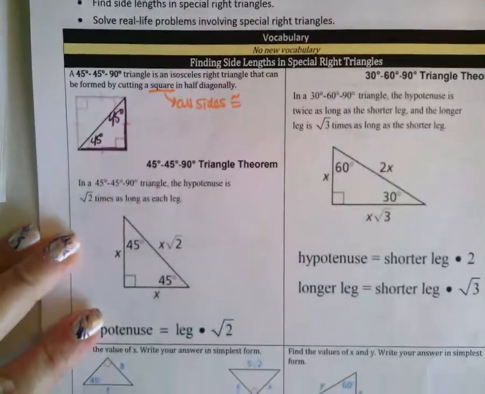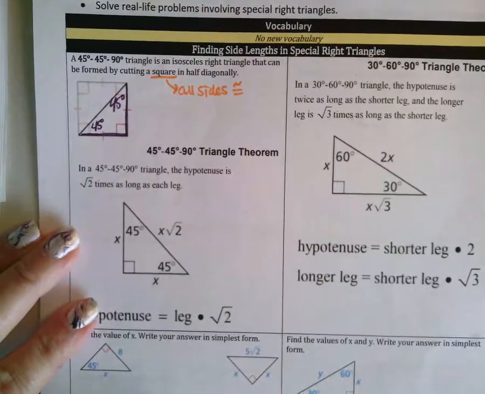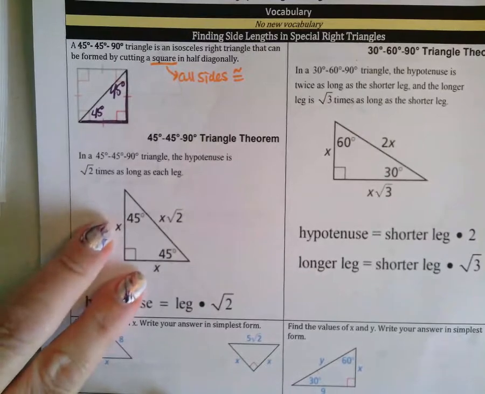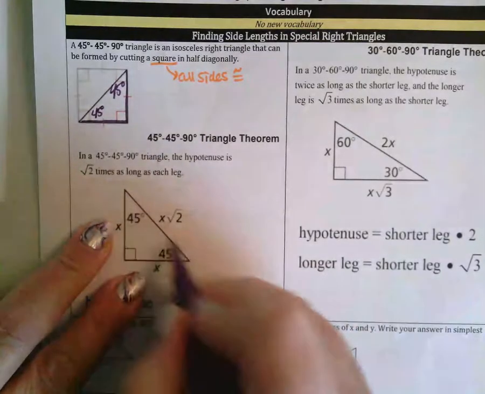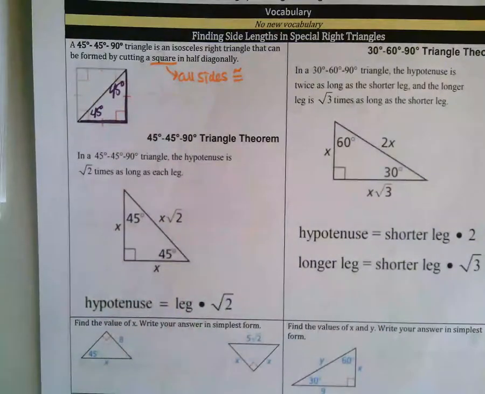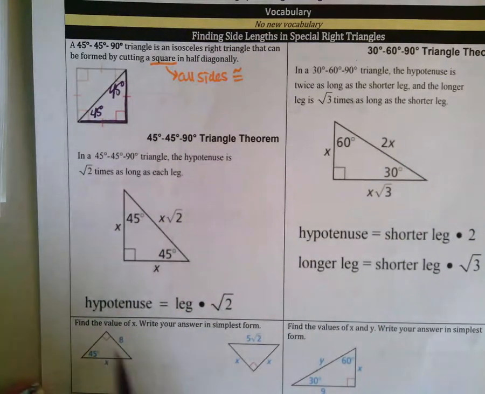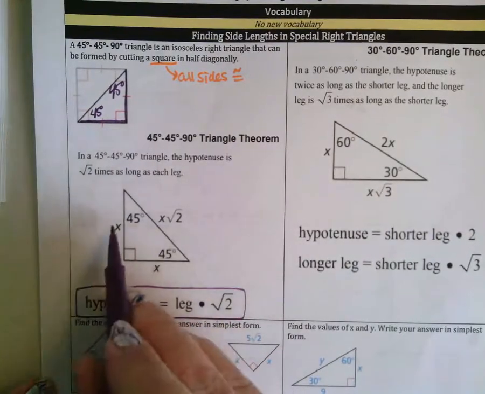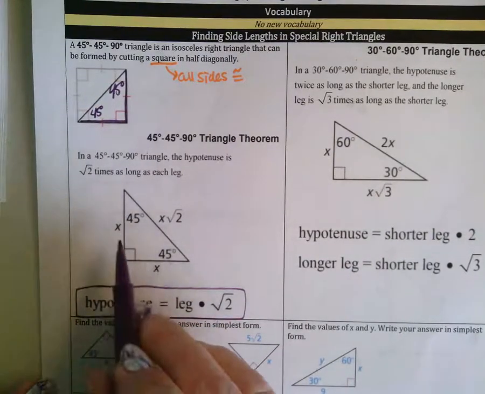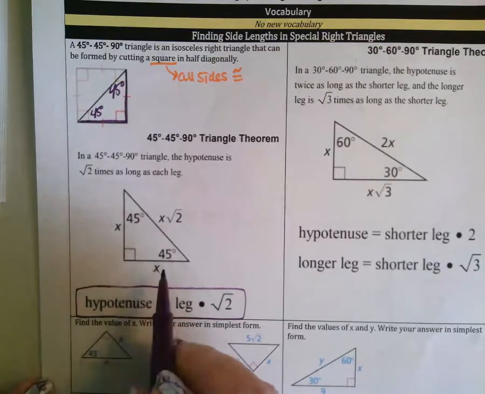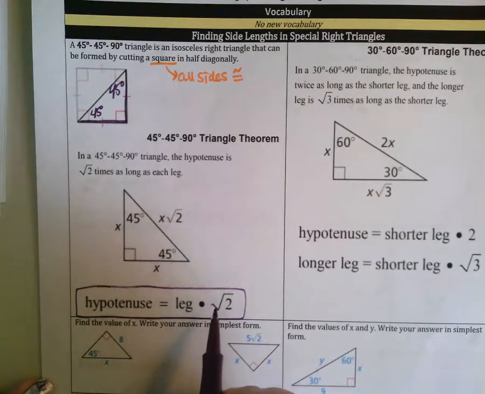Okay, so the only thing you really need to know about 45, 45, 90, whatever sides you have here, the hypotenuse will be the square root of 2 times that. Remember, these are your legs. The legs make up the right angle of the right triangle. So these are your legs. Multiply that by the square root of 2, and you're good to go.